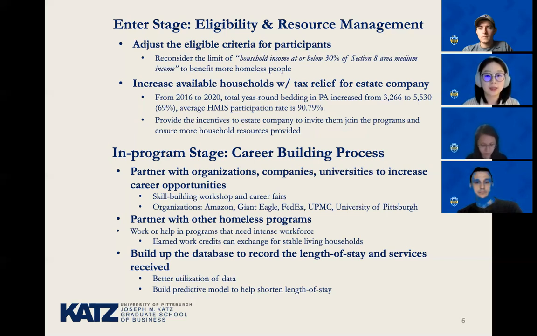And secondly, for people who are not able to obtain enough income to afford their housing in the short term, the rapid rehousing program can partner with other homeless programs in the system, especially those who need intense workforce. People can apply to work in these homeless programs. For example, they can work in an emergency shelter to earn work credits and use that credit to exchange for their stay in that stable housing.